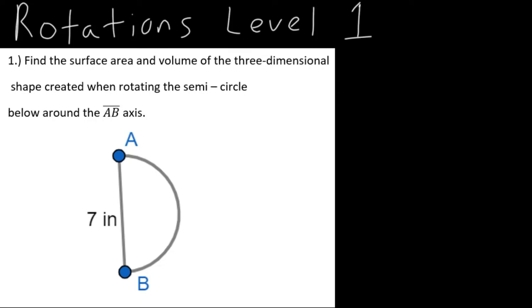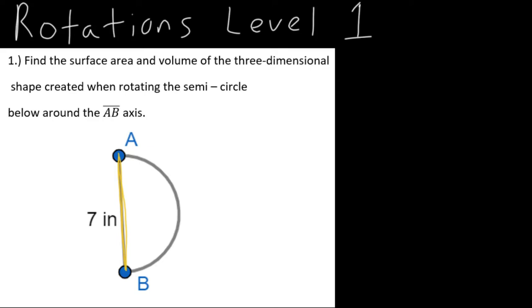Now, in our very first example, it says find the surface area and volume of the three-dimensional shape created when rotating the semicircle below about the AB axis. So, notice we have this AB axis, which is right here, and we want to rotate this semicircle about this. Well, what does that mean?